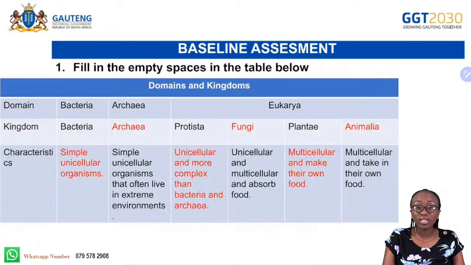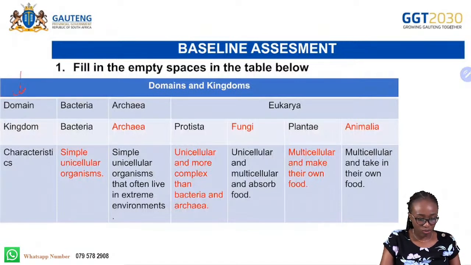Now let's go through the corrections together. We needed to fill in the empty spaces in the table below. The table contained domains and kingdoms. In this column we've got domain, kingdom, and characteristics. You needed to fill in the spaces in the kingdom and in the characteristics. Under the domain bacteria, the kingdom is also bacteria, and the characteristics of the living organisms that fall under this domain are simple unicellular organisms.